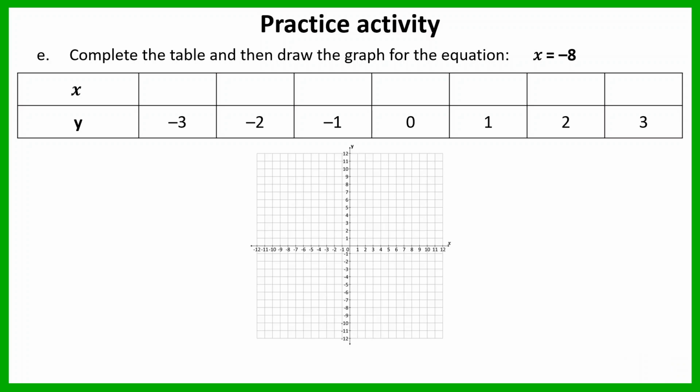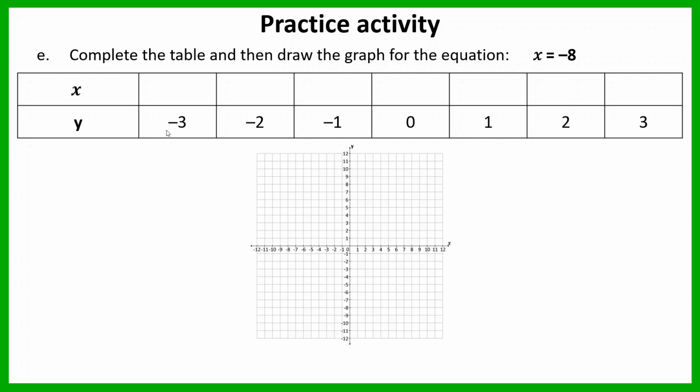Okay, so let's go through this one. Now, in this one, you were given the equation x equals -8, which is a very similar concept to what we had in the previous one, where we were given the equation y equals 5. In this case, we're being told that x is always going to be equal to -8. There's no y in the equation. So the value of y is not going to affect the fact that x is equal to -8.